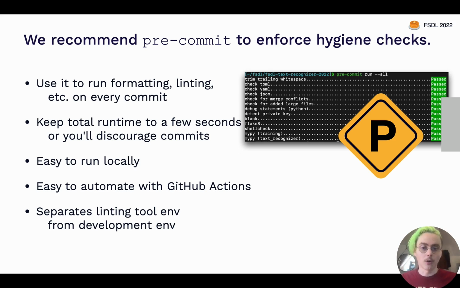You will want to keep the total runtime to just a few seconds, or you'll discourage engineers from committing, which can lead to work getting lost. Pre-commit's super easy to run locally, in part because it separates out the environment for these linting tools from the rest of the development environment, which avoids a bunch of really annoying tooling and system administration headaches. They're also super easy to automate with GitHub Actions.